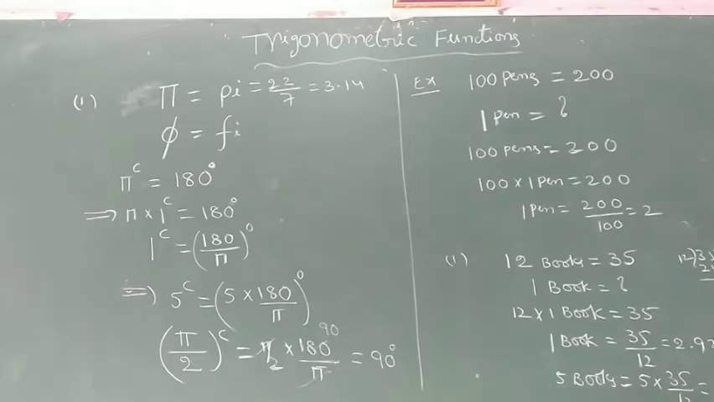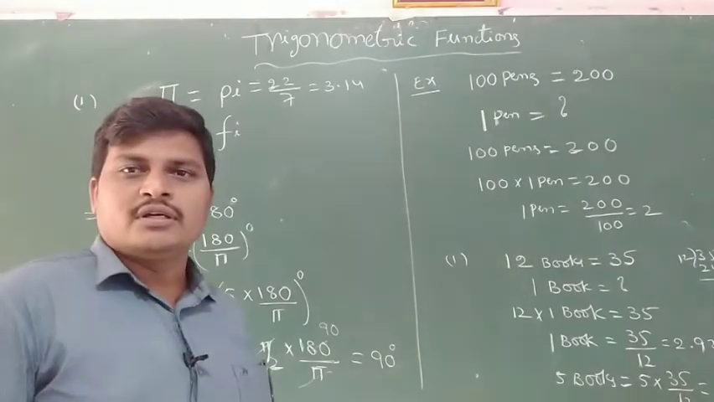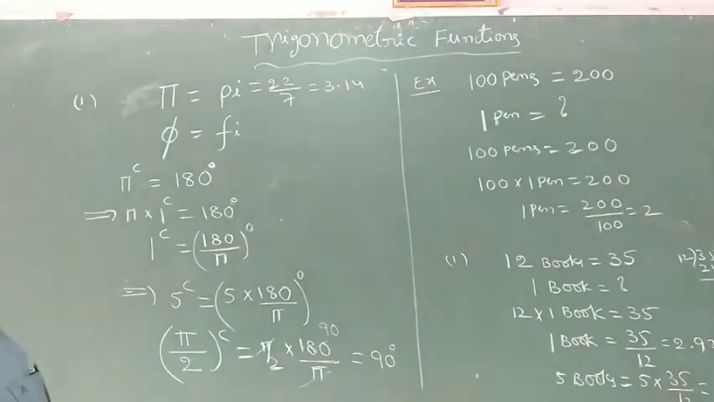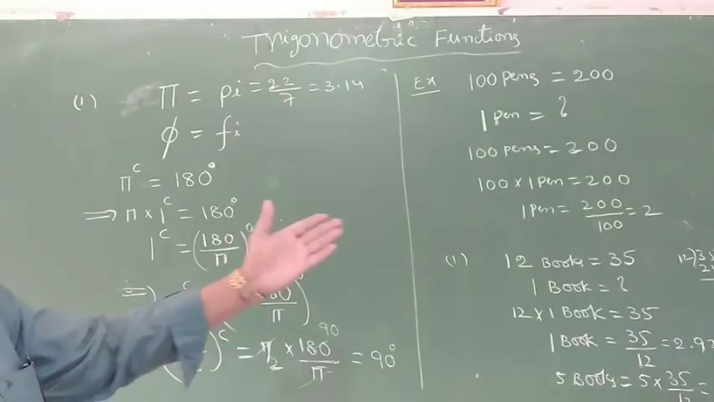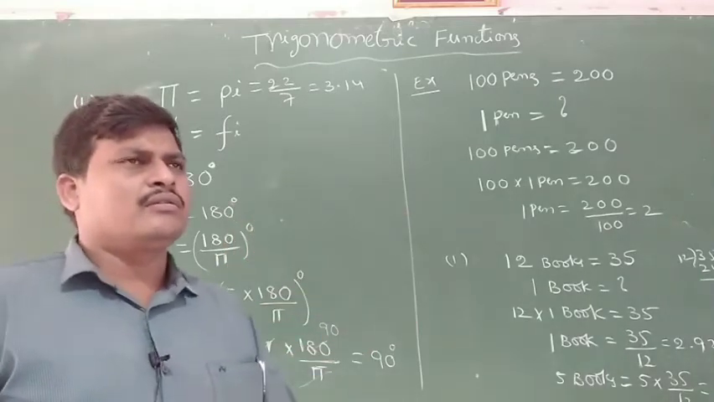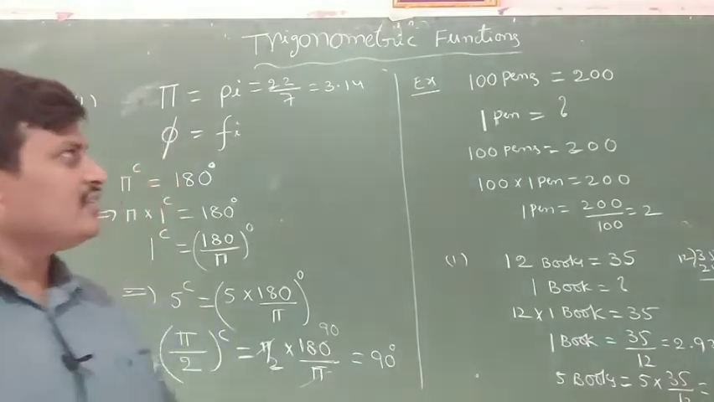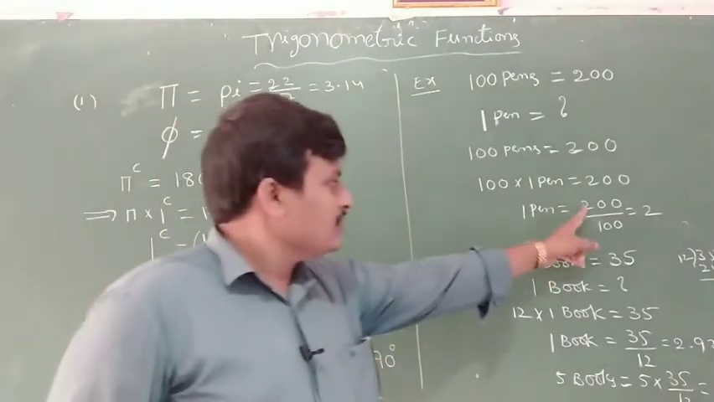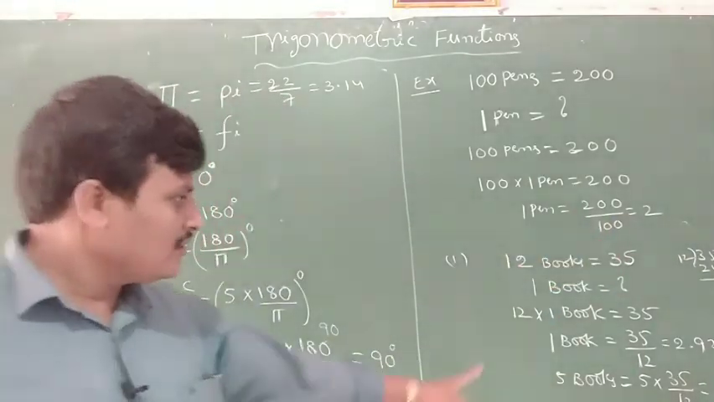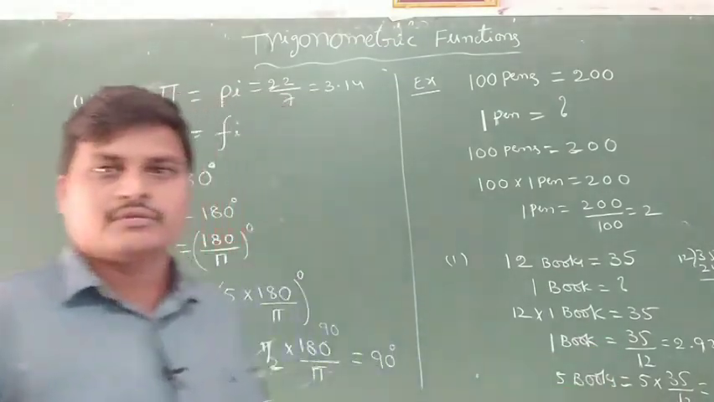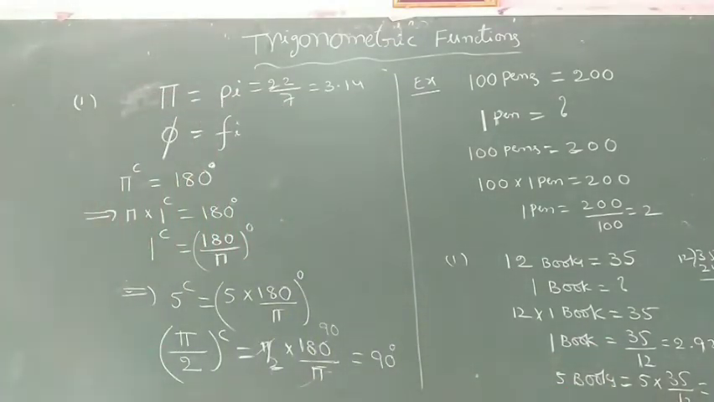So many members told the wrong answer. They told the wrong answer because they have no procedure. You don't know the procedure. 100 pens 200 rupees, into 2 rupees 1 pen. Okay, it is easy to divide. Okay, look at this. Observe this. Write down.